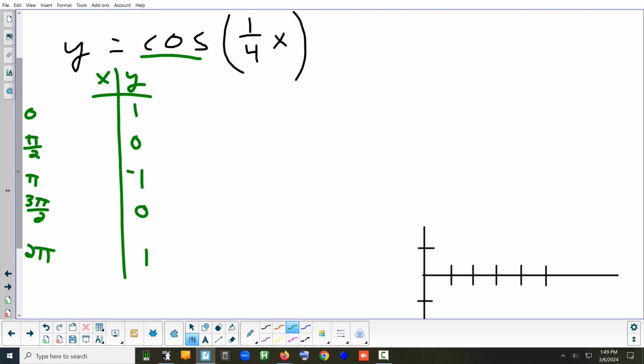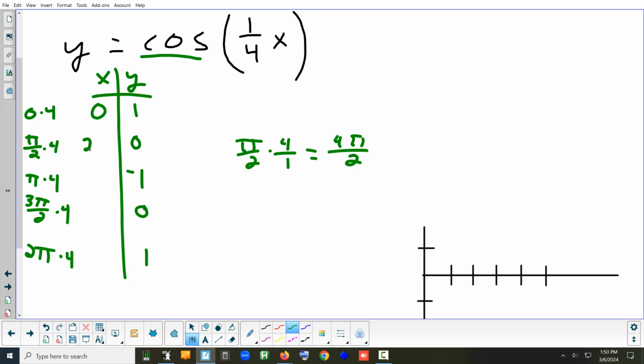We're going to divide them all by 1/4, that's kind of confusing. You can just multiply it by 4. Right, we're just going to think of it as times them all by 4. Okay, what's 0 times 4? That's 0. Now pi over 2 times 4, you just multiply straight across. Think of it as 4 over 1. It's 4 pi over 2 times 1, which would be 2 pi, right? What's pi times 4? 4 pi.